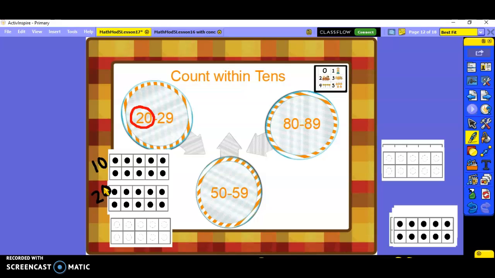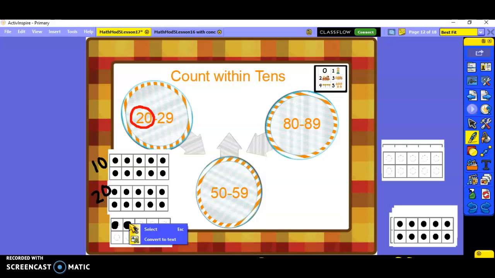20, 21. I'm going to say that number the say 10 way. I can say 21 or I can say 2 tens, 1. We're going to count up to 29 both ways. Here we go. So we had 20. We said 21, 2 tens, 1.